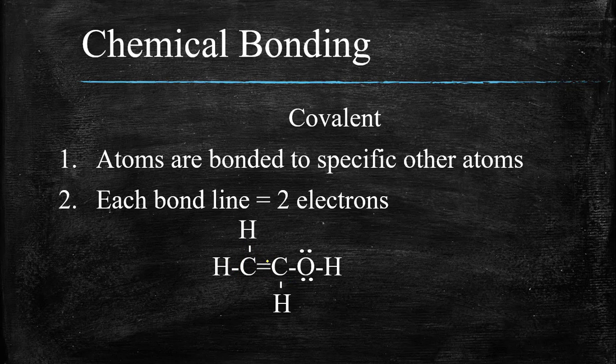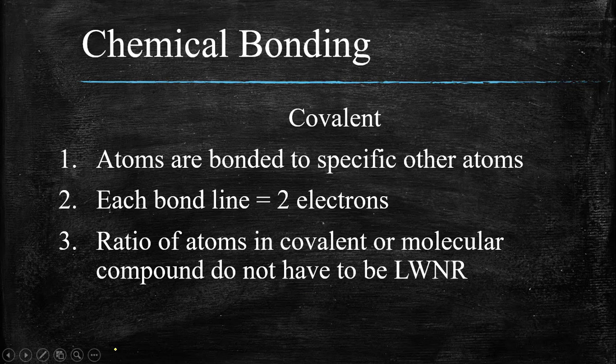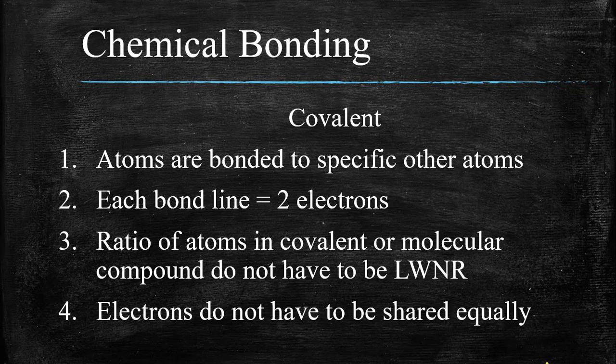This carbon, 2, 4, 6, 8. The octet rule is satisfied. And last but not least, the oxygen, 2, 4, 5, 6, 7, 8. The octet rule is satisfied. The ratio of atoms in a covalent or molecular compound does not have to be the lowest whole number ratio. And electrons do not have to be shared equally. We'll deal with that in some videos down the line, and that's because of electronegativity.